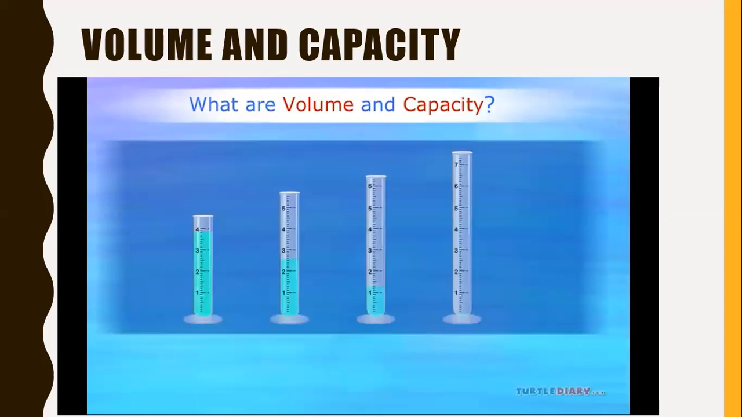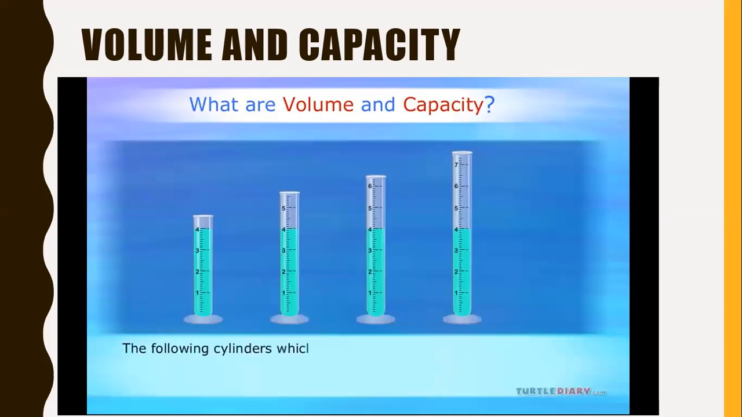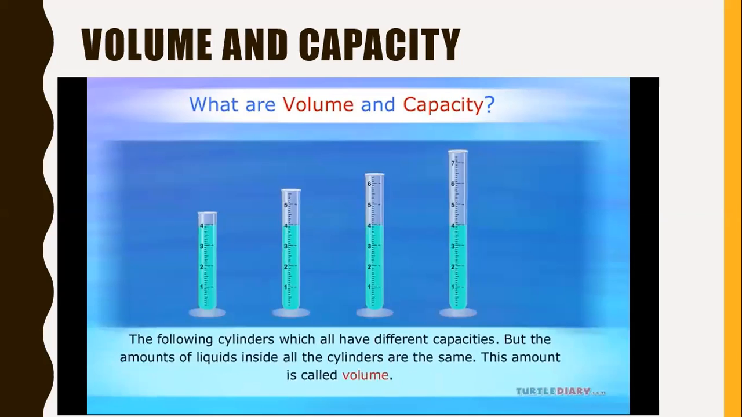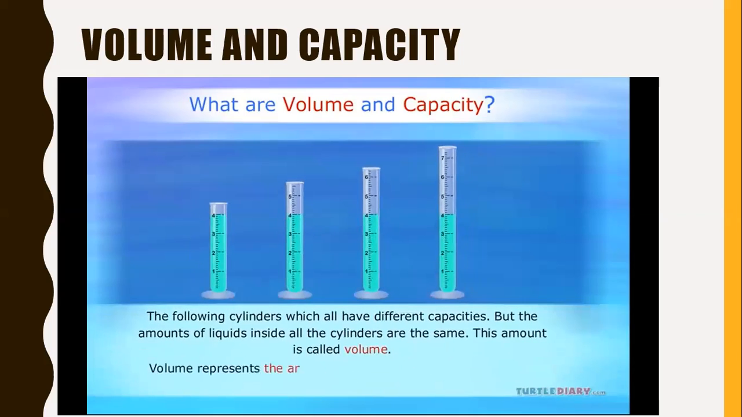Sometimes the amounts of liquids inside different bottles or jars are the same, but the capacities of the containers are not the same. The following cylinders, which all have different capacities, but the amounts of liquids inside all the cylinders are the same. This amount is called volume. Volume represents the amount of a liquid, or how much space the liquid takes up in a container. Let's see what you have learned in this lesson.